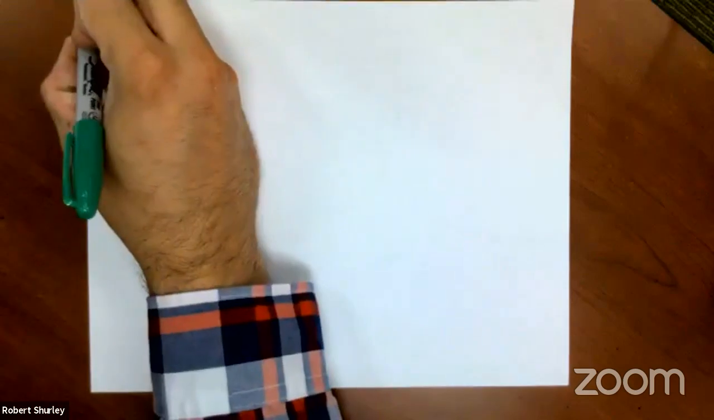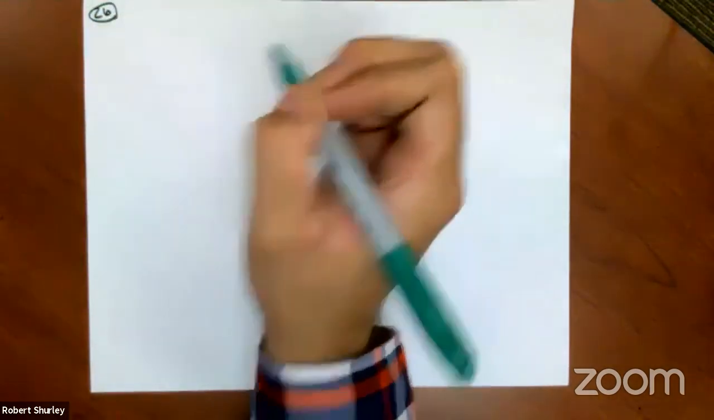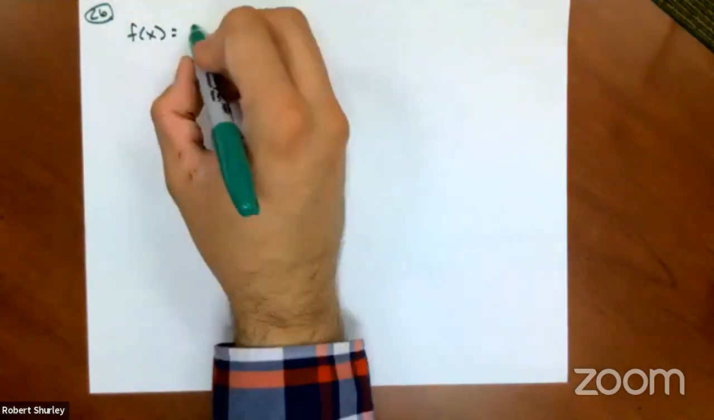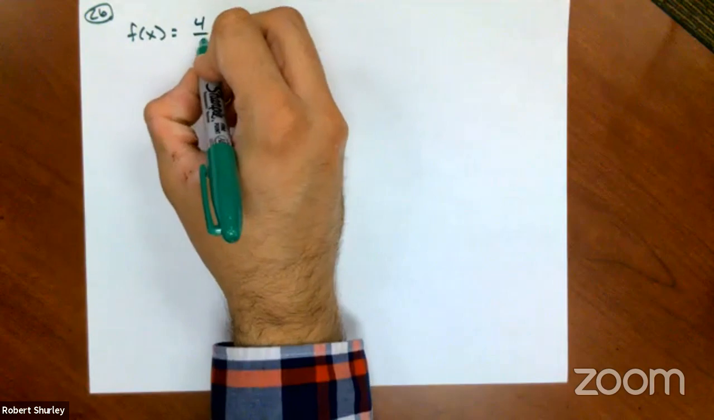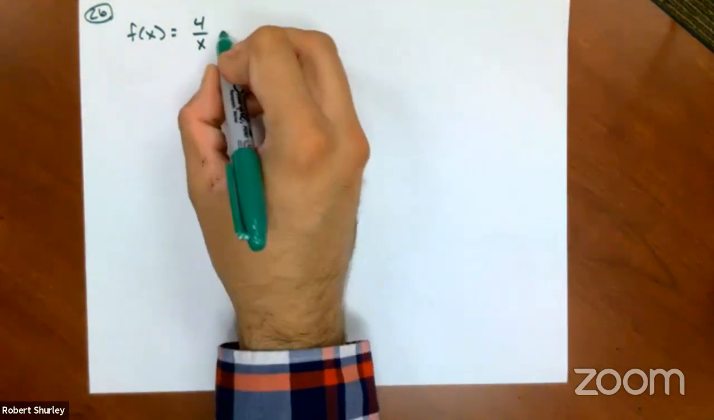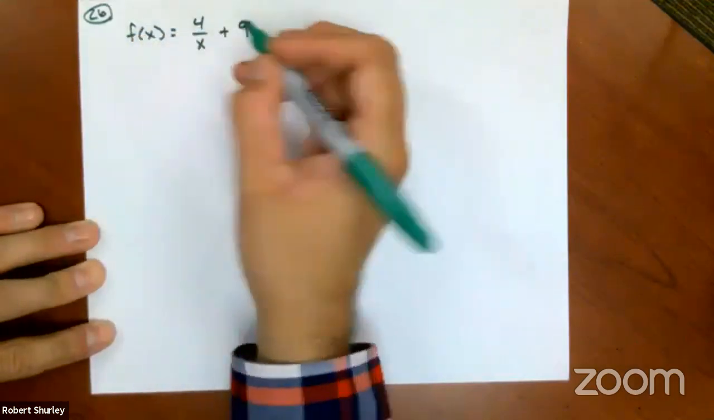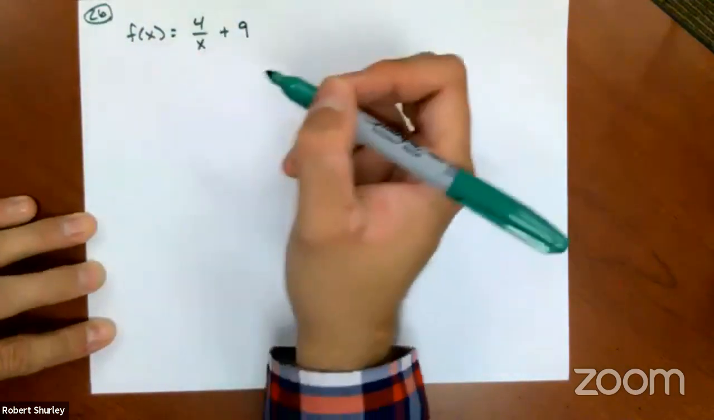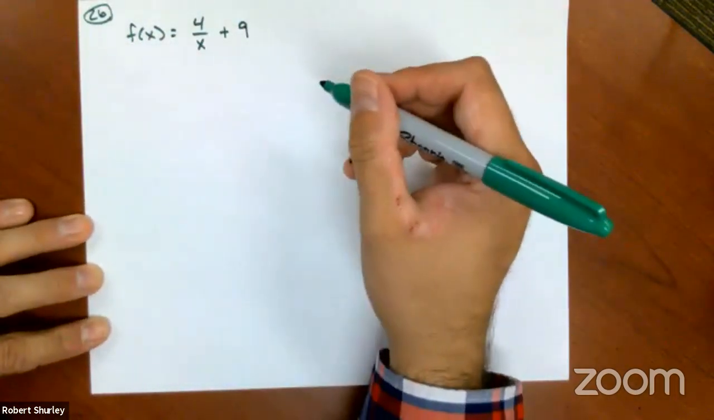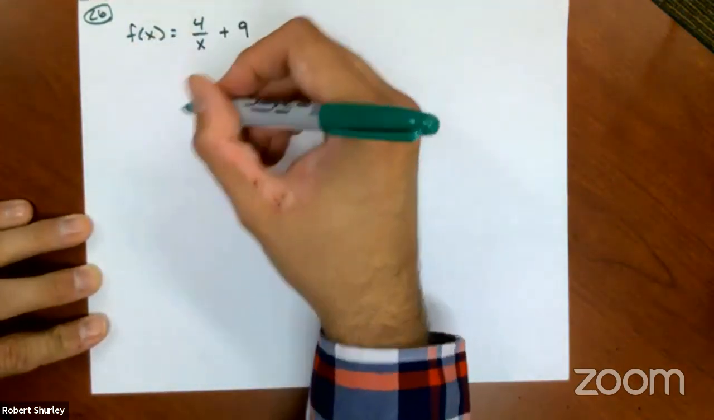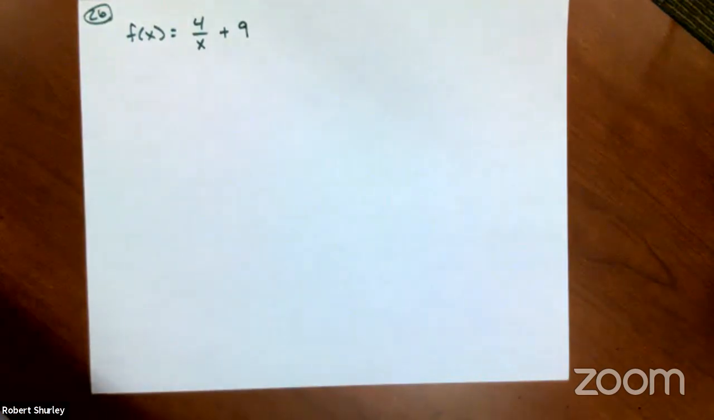This is number 26. Guys, this is again on page 309. It says f of x equals 4 over x plus 9. So again, I want you to find the inverse and then check it, okay? We won't graph these. These are kind of crazy to graph. But let's find the inverse and check it. So A, find the inverse, and then B, check it with the composition. I'll give you a little time. This will take a little bit of time.